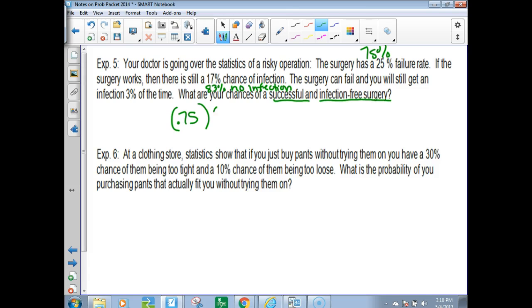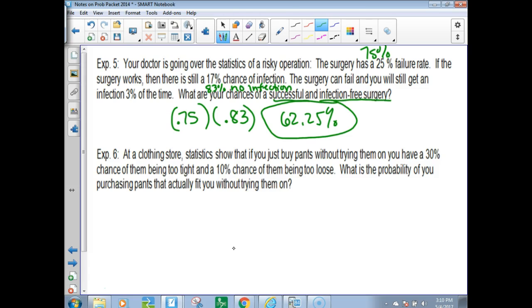So we're going to multiply 75% times 83%. All right, and that gives you 62.25%. You multiply 75% times 83%.